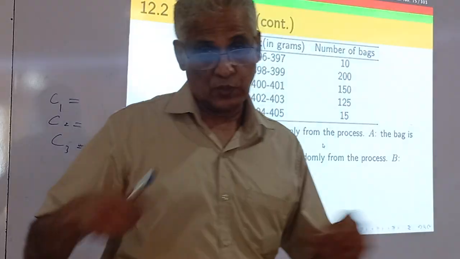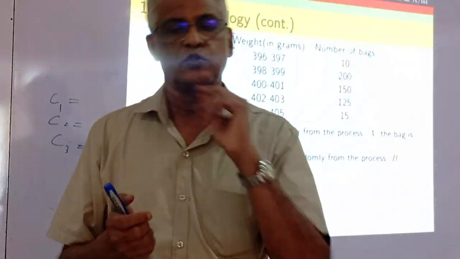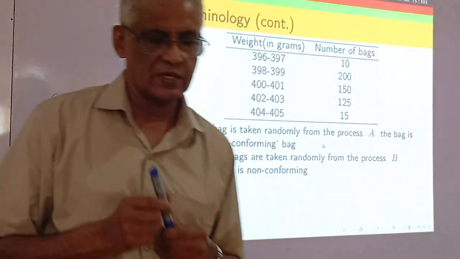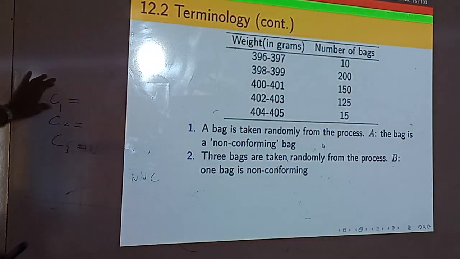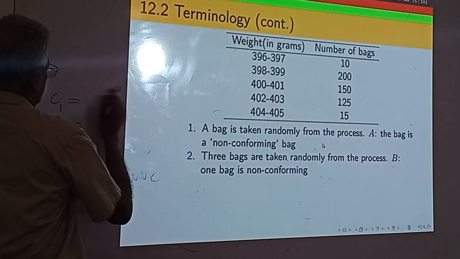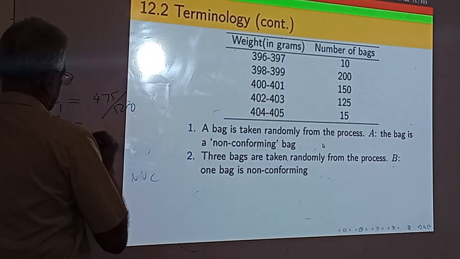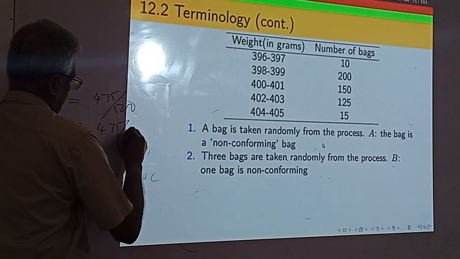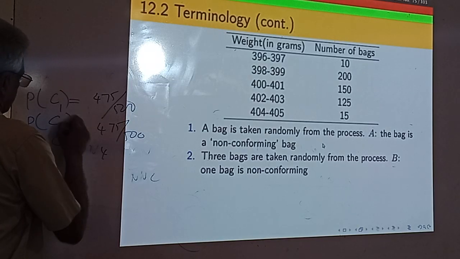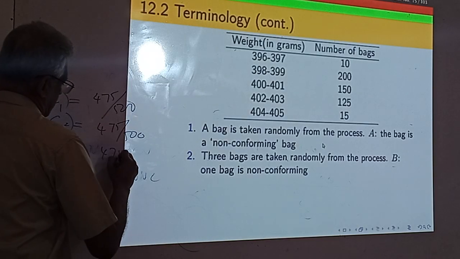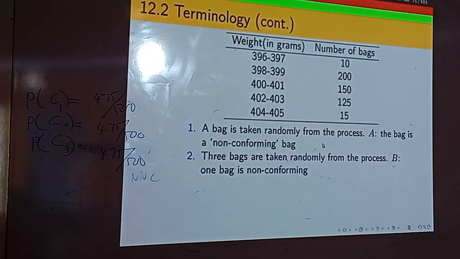Let's define three events, because we know the probability that any bag is conforming, and similarly we know the probability that any bag is non-conforming. So the probability of C1 is 475 divided by 500. So we know those probabilities.